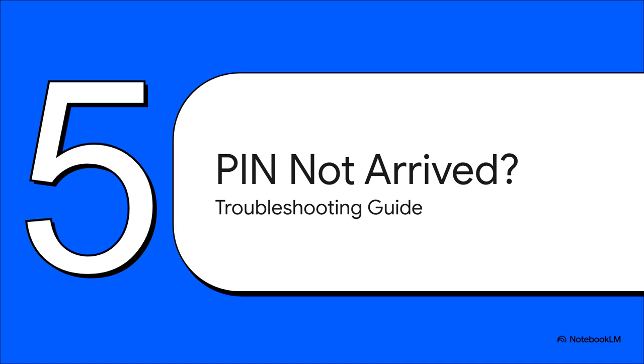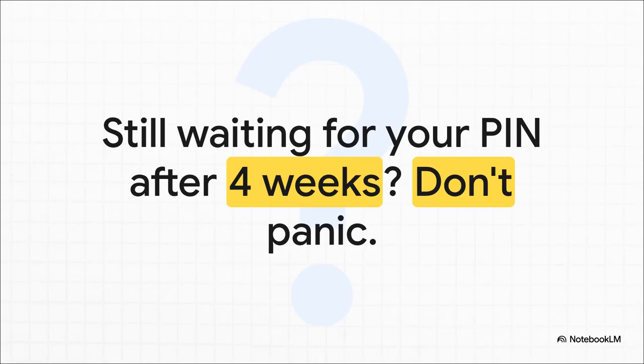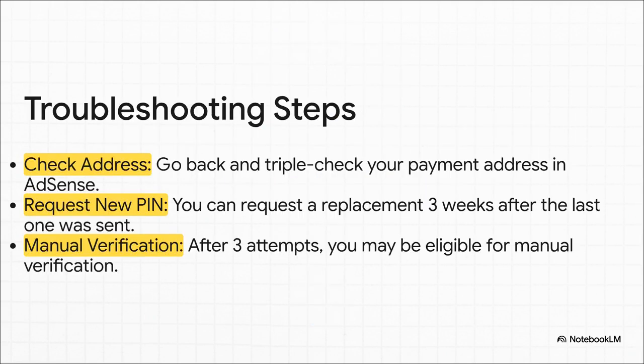Let's go through the troubleshooting guide. So it's been a month, maybe more, and nothing. The absolute first thing to do is just take a breath. Do not panic. This happens all the time, and Google has solutions built right into the system for this exact problem. You have options. Here is your exact game plan. First, go back into your AdSense account and triple check that address. Seriously, 9 times out of 10, a tiny typo is the culprit. If the address is perfect, you can then request a new PIN. The option becomes available 3 weeks after the last one was sent. You can do this a few times. If after all of that, you still don't have it, your account might become eligible for manual verification using an official ID, but that is the last resort.